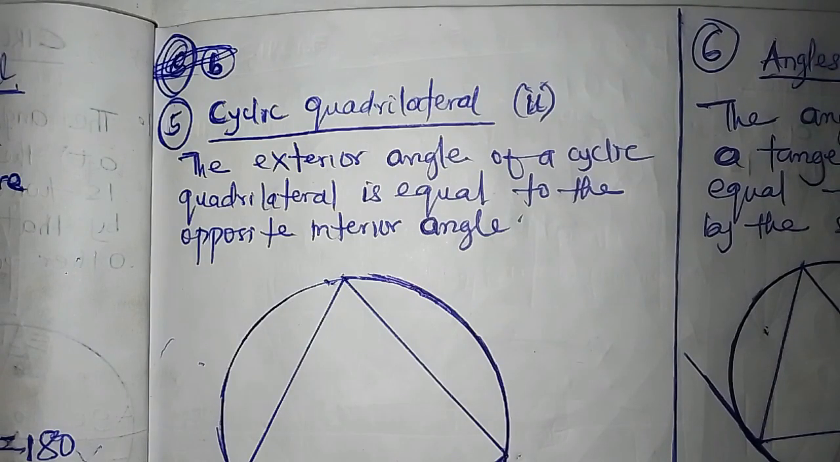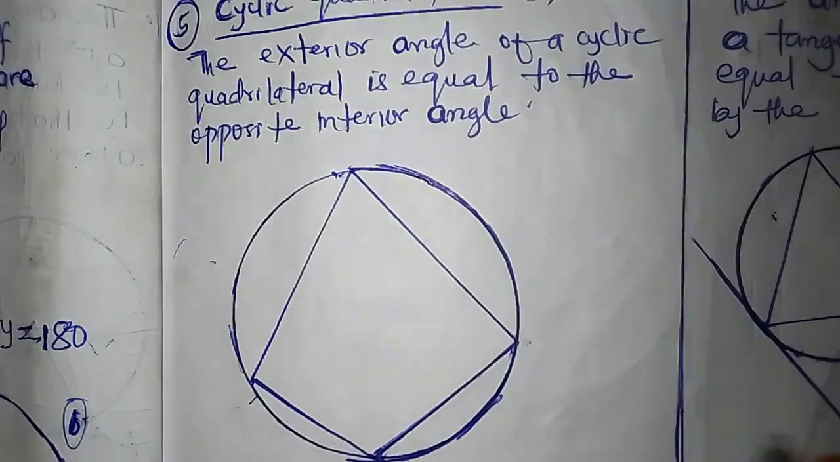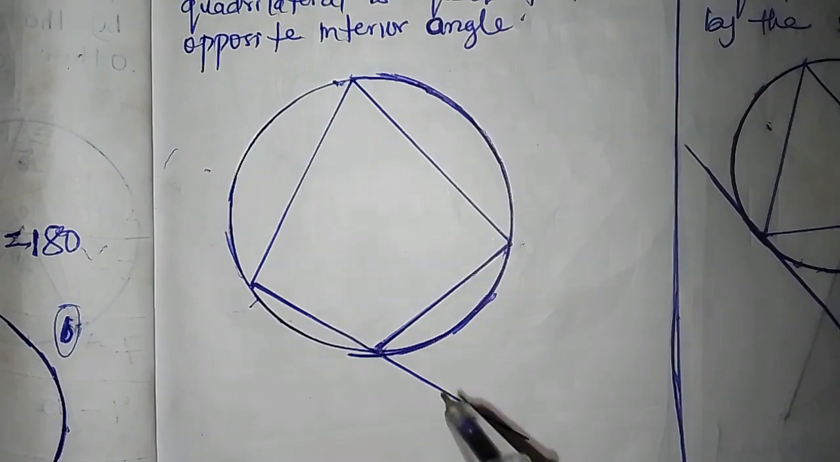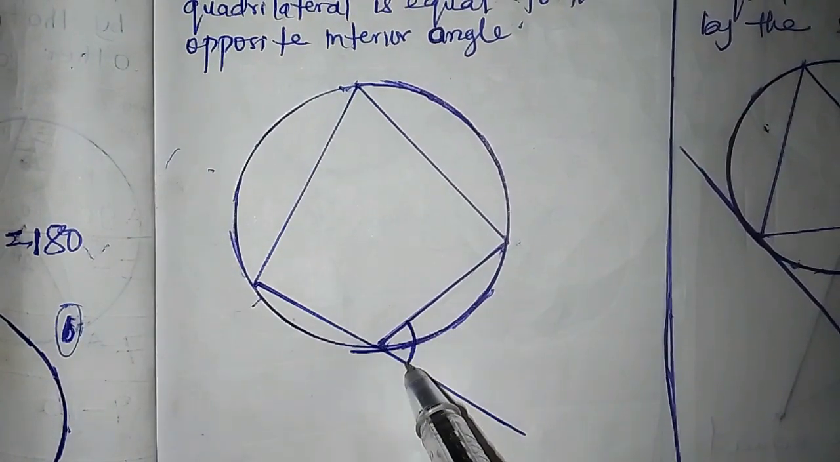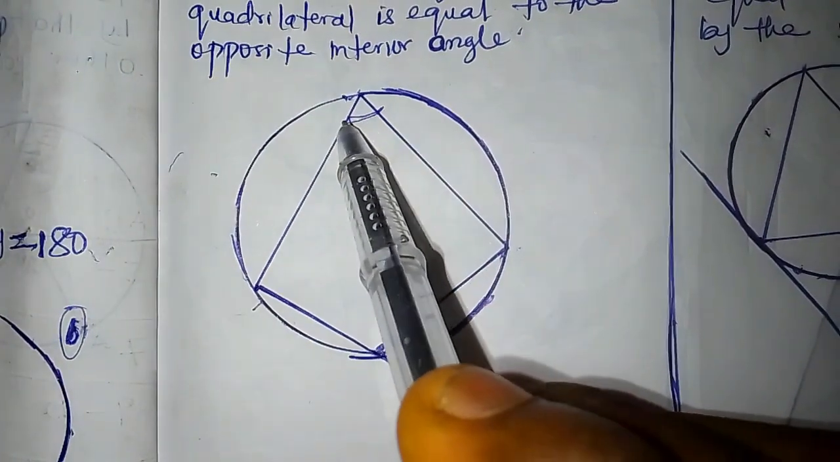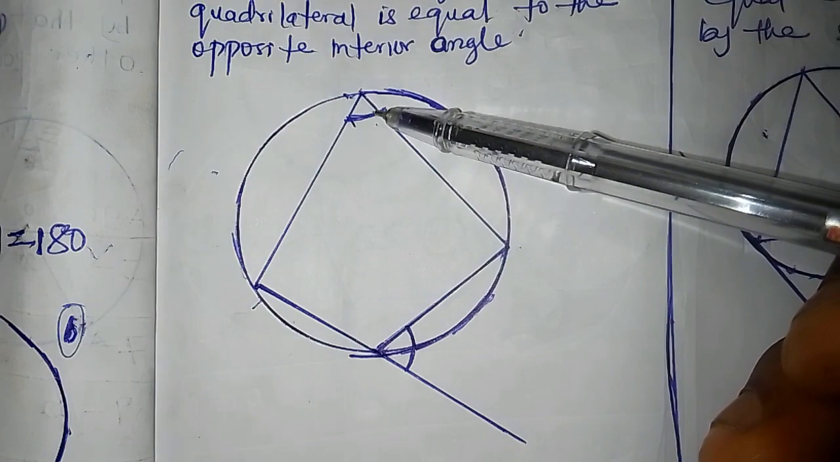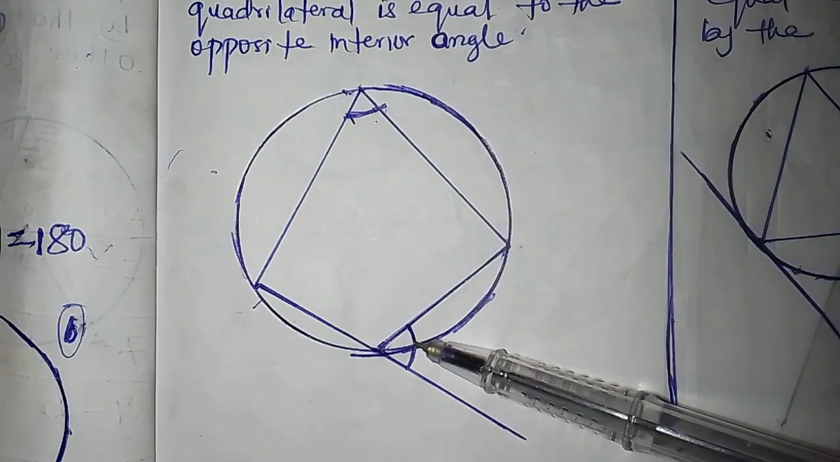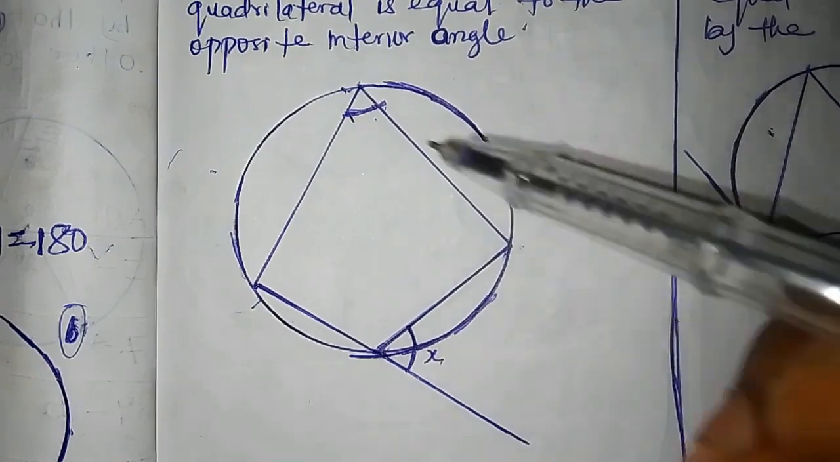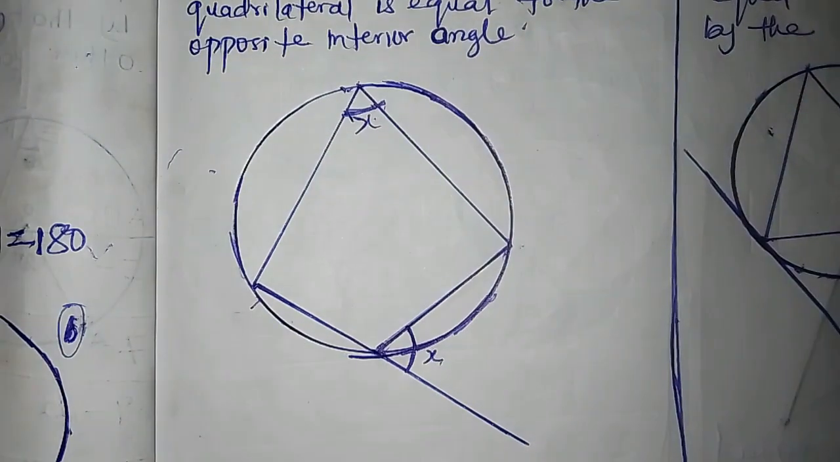This is the fifth one. The exterior angle of a cyclic quadrilateral is equal to the opposite interior angle. Alright. Now, look at this cyclic quadrilateral. You can see it very well. Now, an angle can be formed here. As well, an angle can be formed here. This interior angle here is equal to this opposite exterior angle. So, if here is X, here is also what? X. That's the principle of exterior angle equal to opposite interior angle.